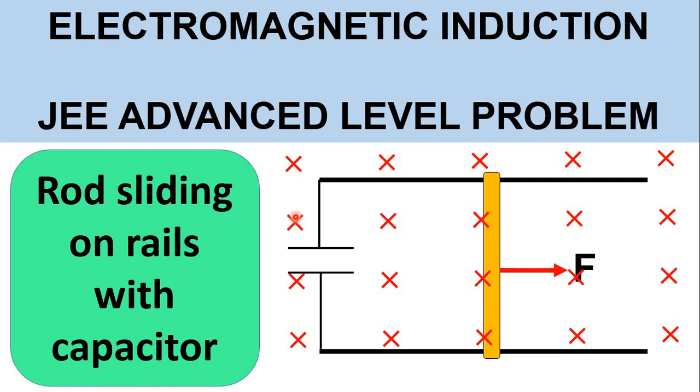Hello students, this is a JEE advanced level problem on electromagnetic induction where a conducting rod is moving on a pair of two conducting rails, and a capacitor is connected on one side. So let us see how to solve the question. Let us see what is the statement of the question first of all.